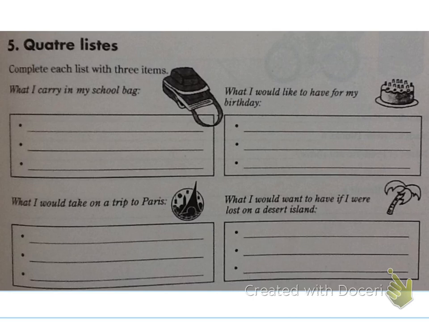5, liste. Complete each list with 3 items. I want you to make sure that you don't repeat any item. So again, I just want you to really focus on learning the new vocabulary. So I don't want you to like use un sac and put un sac in every single list. I want you to use all or a bunch of the new vocabulary here.